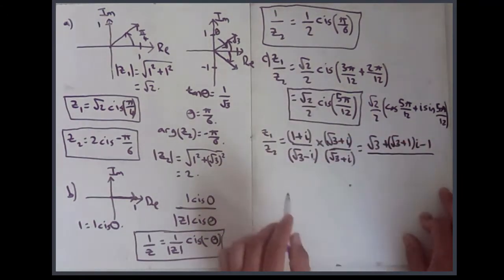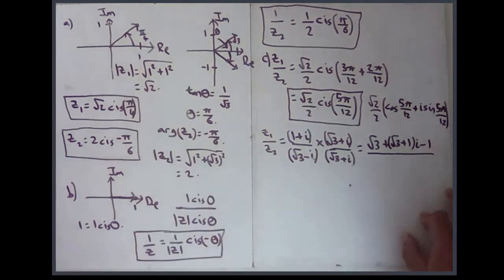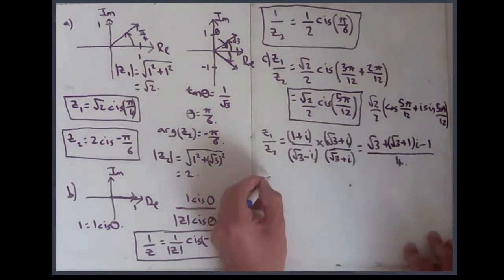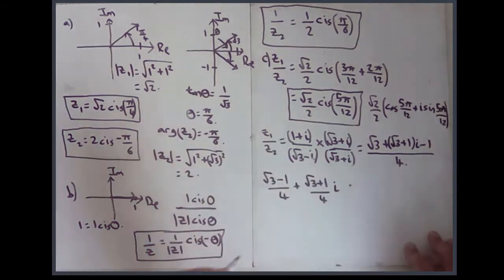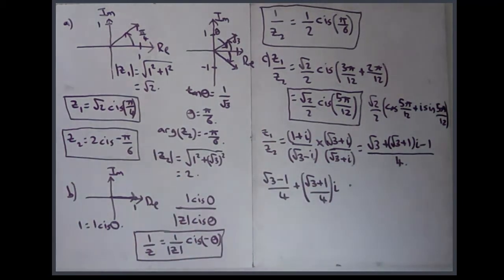On the bottom we have a difference of 2 squares, so it's root 3 squared minus I squared, right? So root 3 squared is 3, I squared is minus 1, so minus I squared is plus 1, so 3 plus 1 is 4. So that gives us root 3 minus 1 over 4 plus root 3 plus 1 over 4I. Like that. So I might put a bracket in all of that. Right? So all of that, remember that is Z1 over Z2.